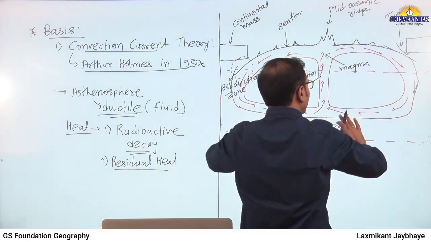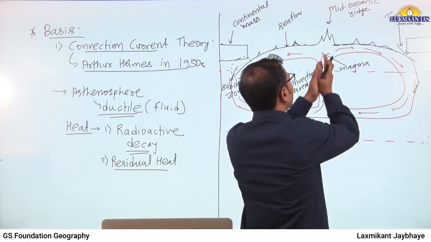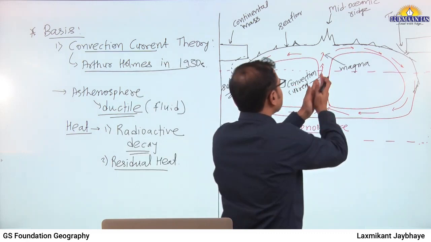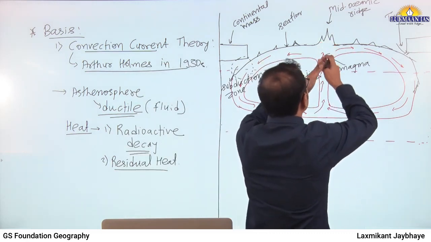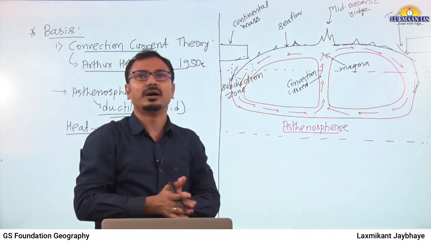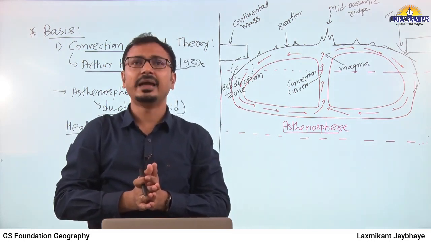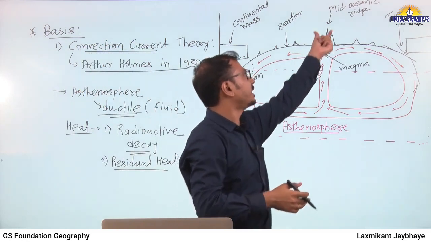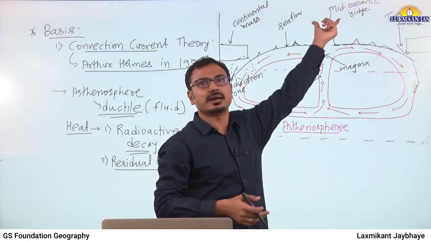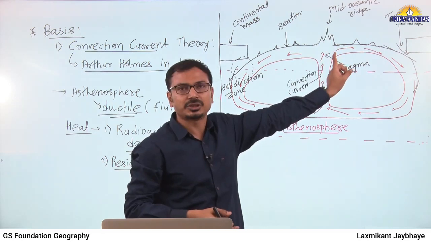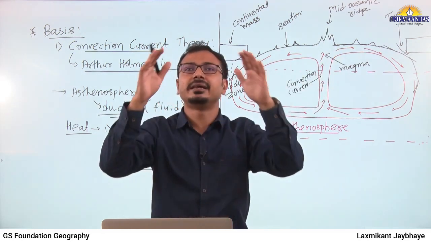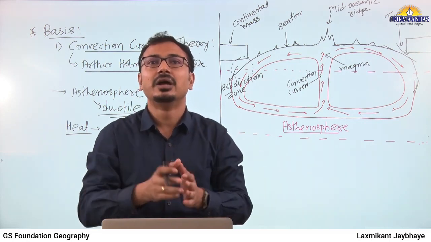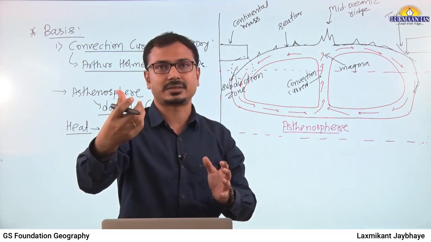Here the melted material from the asthenosphere rises like this and suddenly comes above the earth's surface in the form of a volcanic eruption. What happens here? There is a volcanic eruption, this magma is coming up, and that magma is slowly getting solidified, forming the new crust.